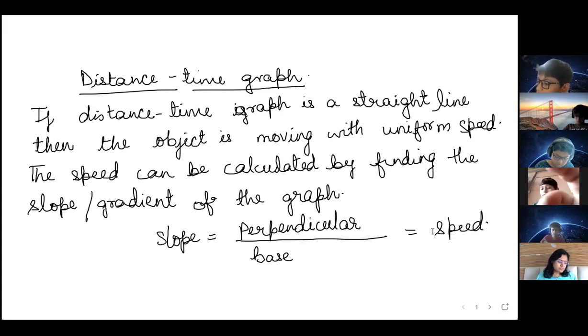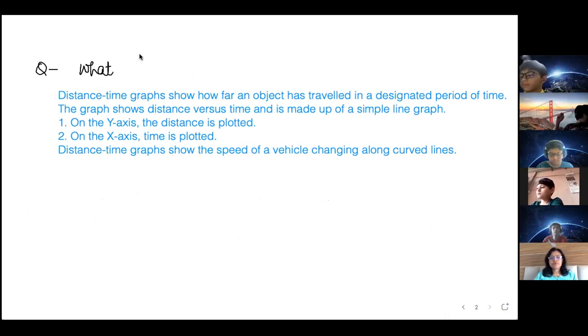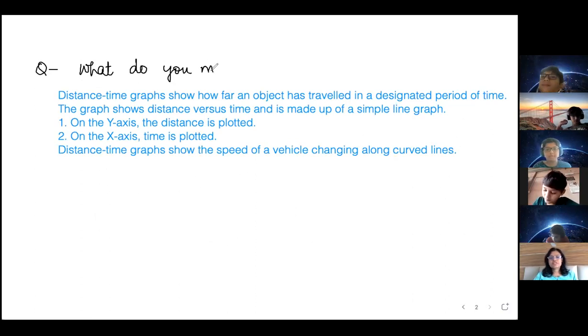Ma'am, I have completed. Completed this page? Okay, now what is a distance time graph? Suppose I write a question. Ma'am, what is slope? A slope is equal to perpendicular upon base. Just a minute. Write down the question. What do you mean by distance time graph?